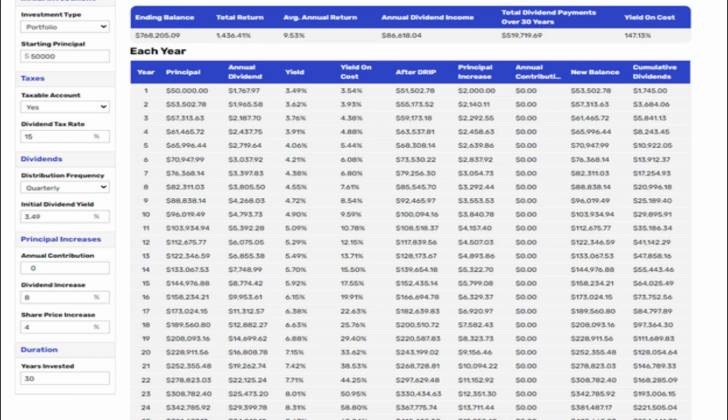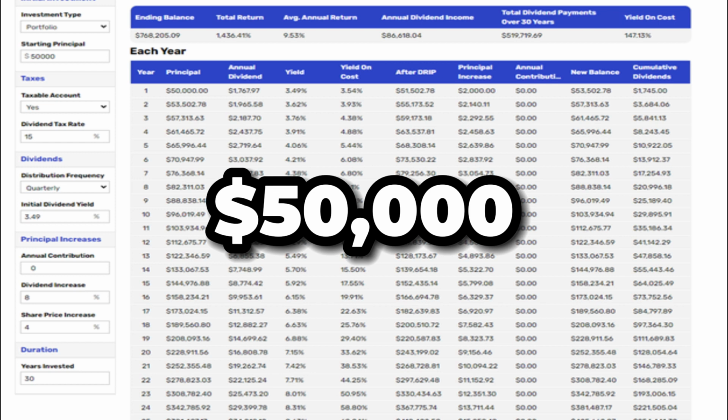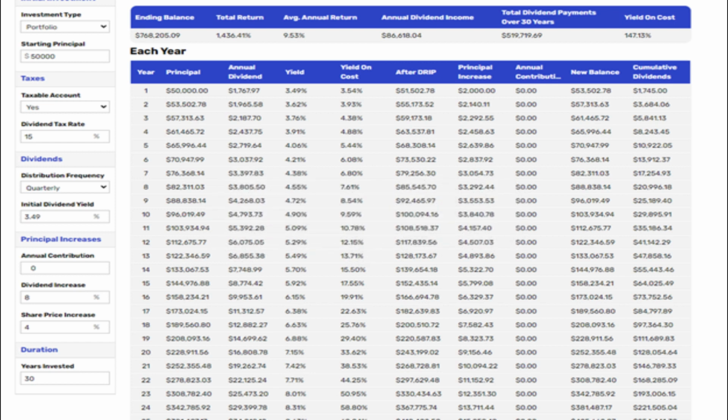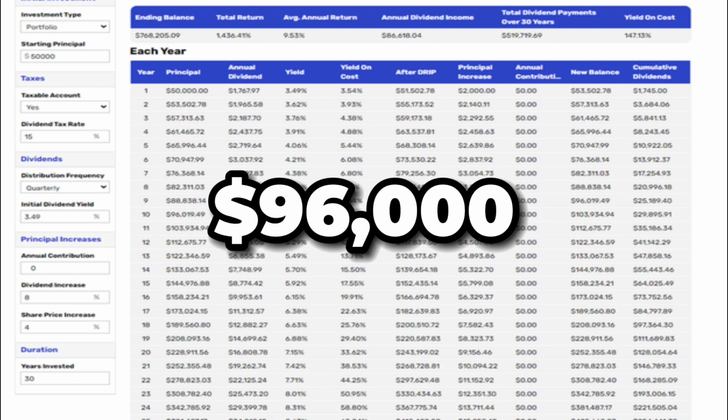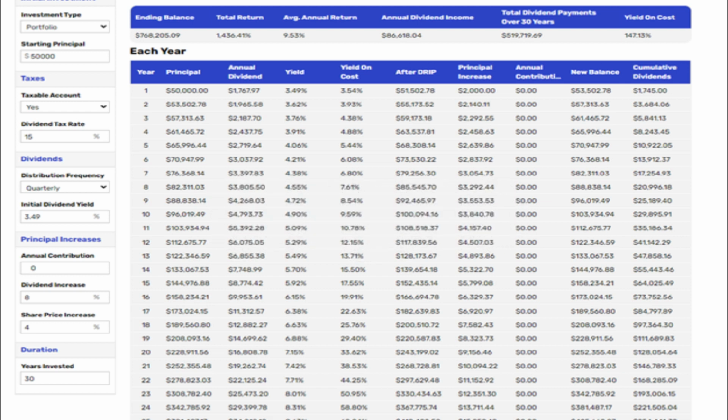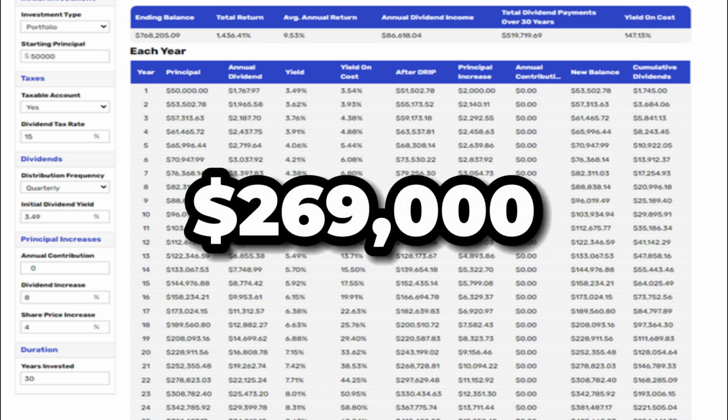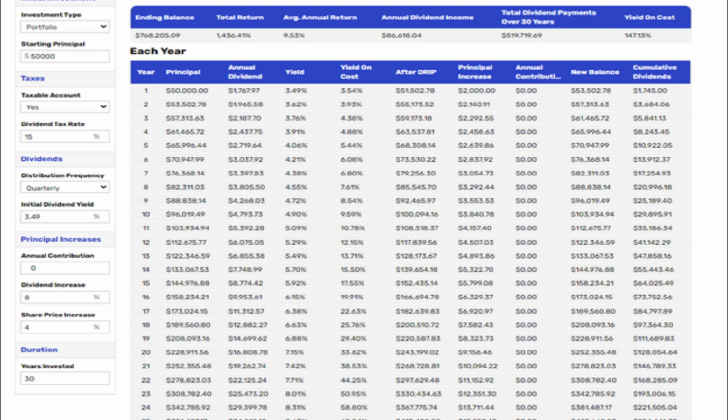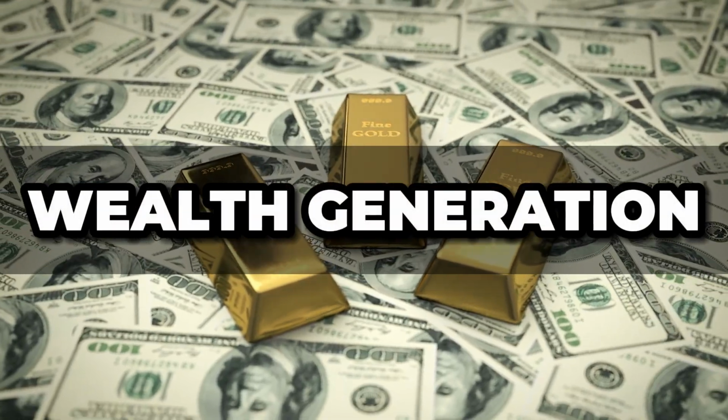In comparison, if you just invest $50,000 into SCHD, without all the monthly additional contribution, your portfolio grows to $96,000 at the end of year 10. While it is still a respectably good return, it is less than half of the $269,000 you would have had if you had reinvested dividends from TSLY. So this really shows the power of compounding and how TSLY can be utilized to fast-track your wealth generation.